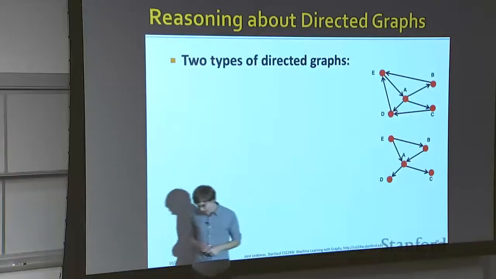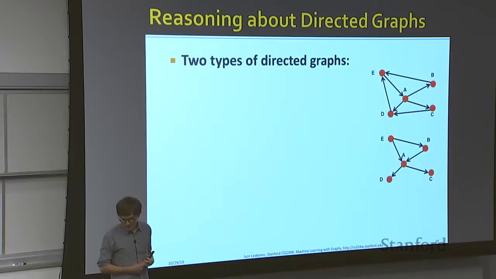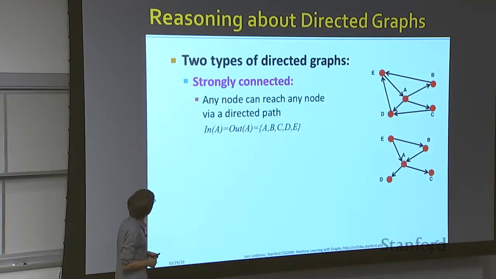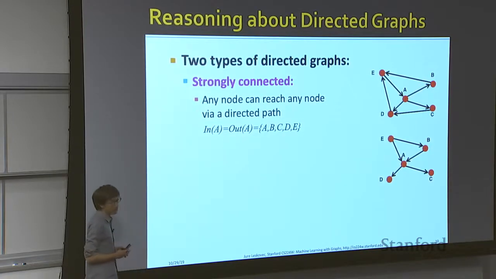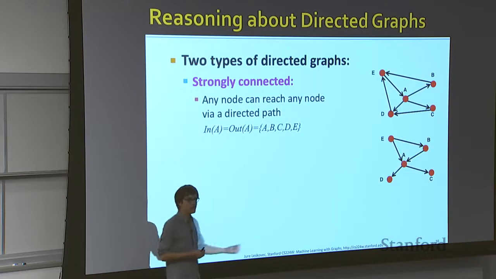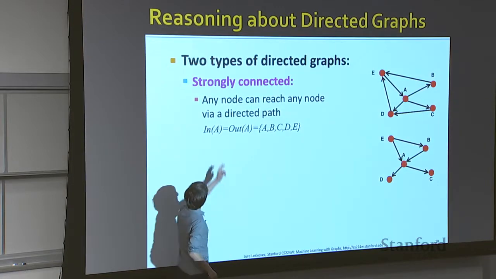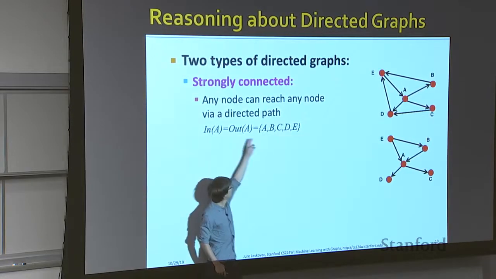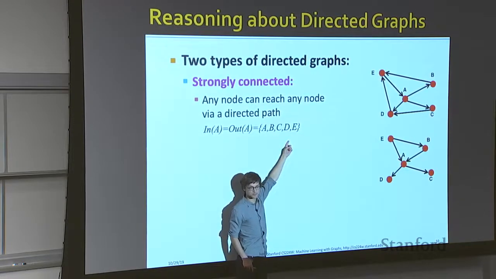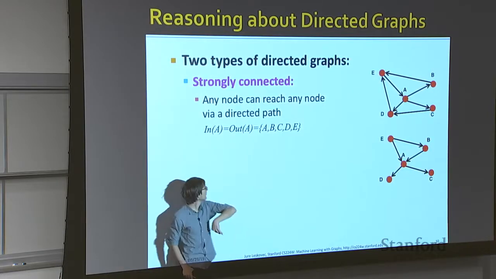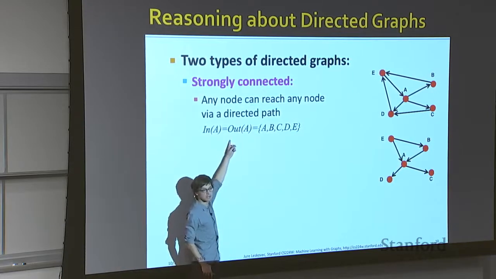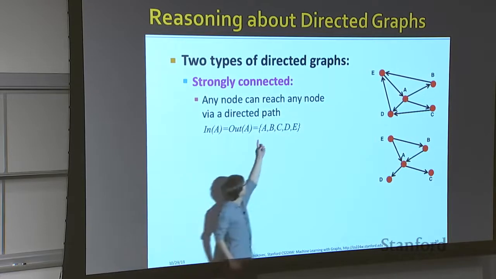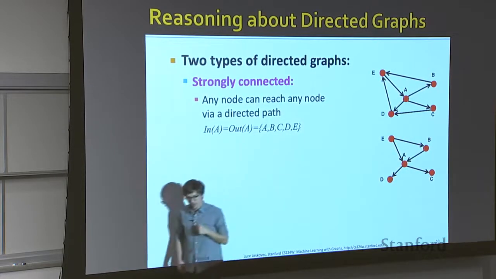The second thing is that there are two types of directed graphs. There are directed graphs that are strongly connected, and we already talked about that, which means that any node can reach any other node. So this means that the in component of a given node is the same as the out component of a given node, and is all the nodes of the network. If I can reach everyone and everyone can reach me, then in and out will be the same. And because I can reach everyone, this should be everyone. Okay? So that's the strongly connected directed graph.